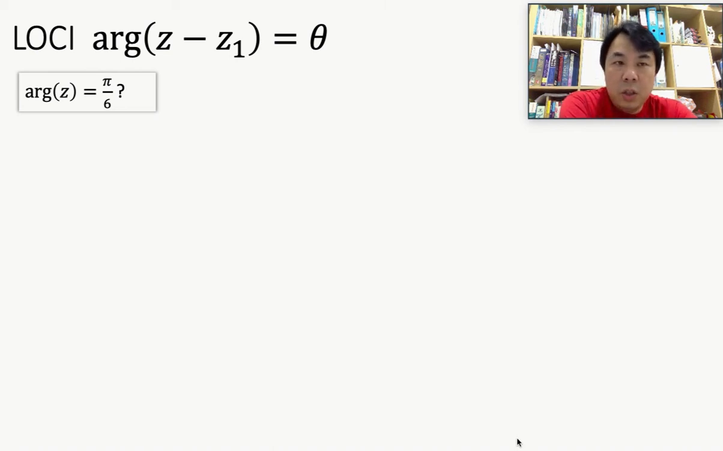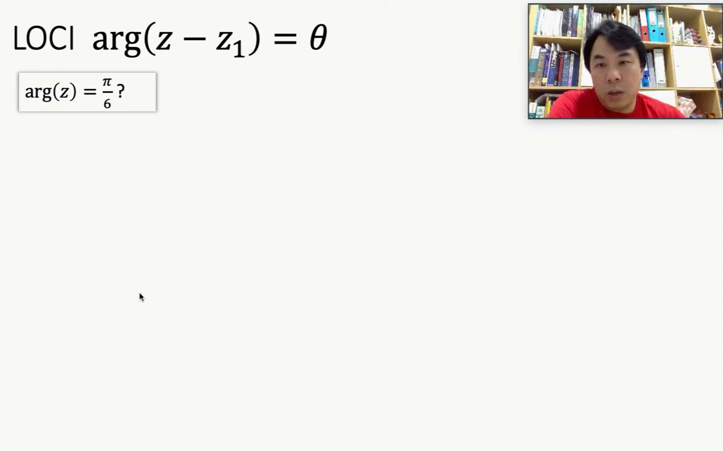Right? Okay, so the general format is argument z minus z1, where z1 is a fixed point on the Argand diagram, is equal to theta in this case. Right? So let's look at how this locus would look like. Now, let's start with the first one before we look into the more general form. If you are given argument z equal to pi over 6, how would that locus generally look like?